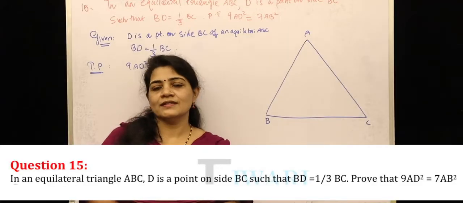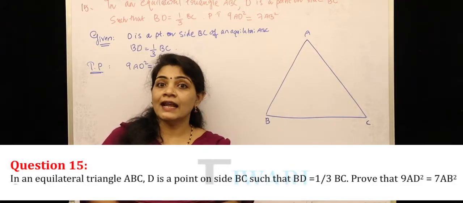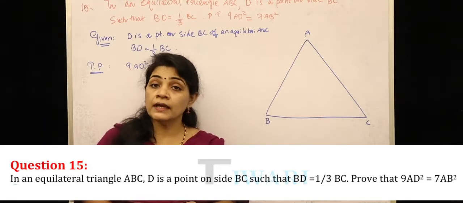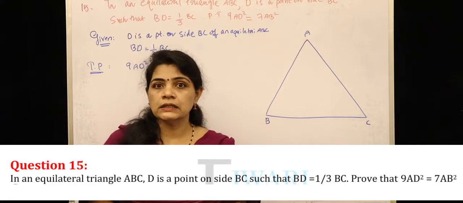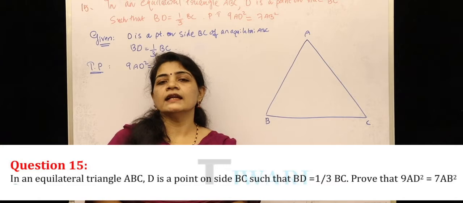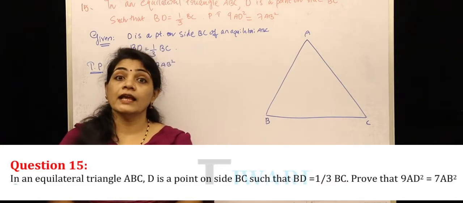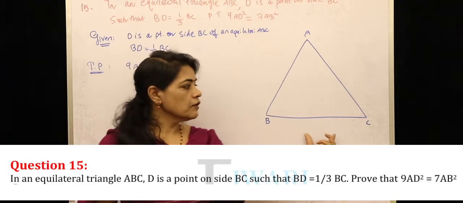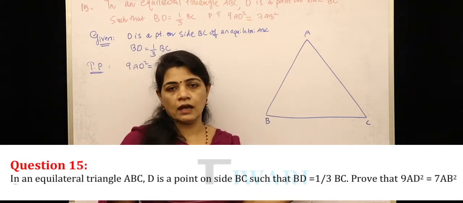Now the 15th question. In an equilateral triangle ABC, D is a point on side BC such that BD is equal to 1/3 of BC. Prove that 9AD square is equal to 7AB square. That is the question. That means here we have an equilateral triangle.